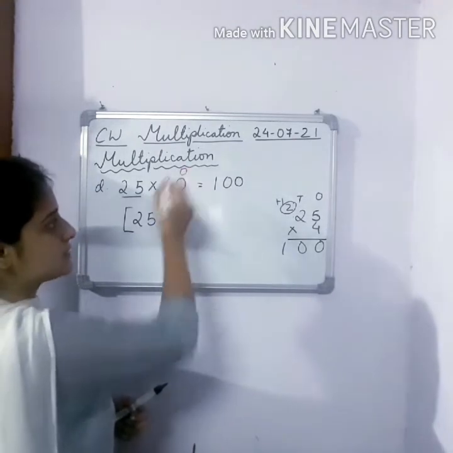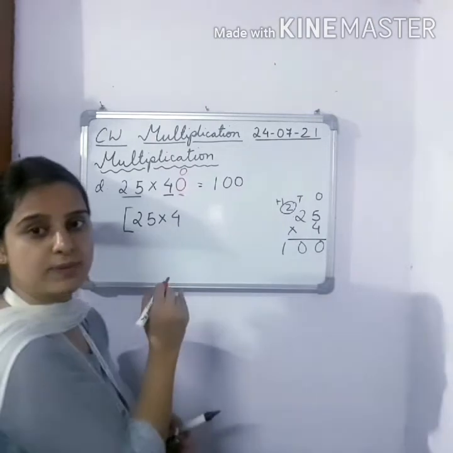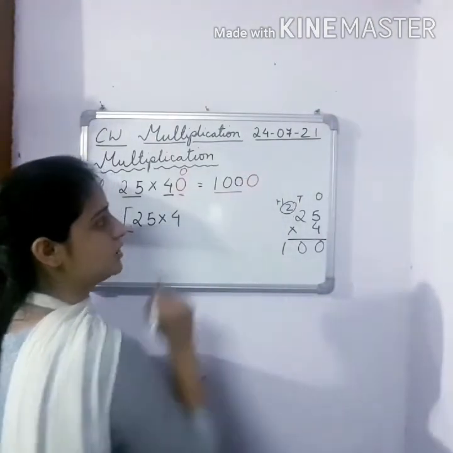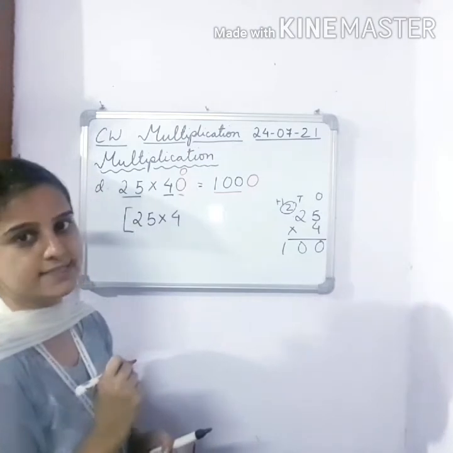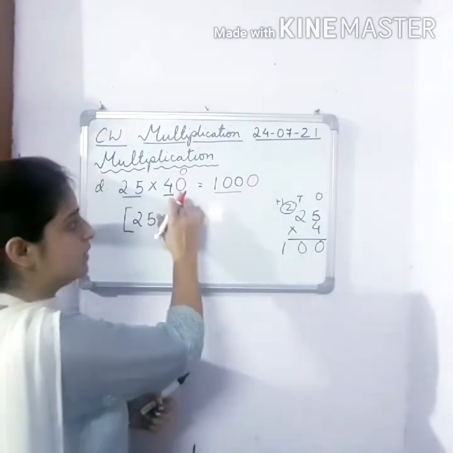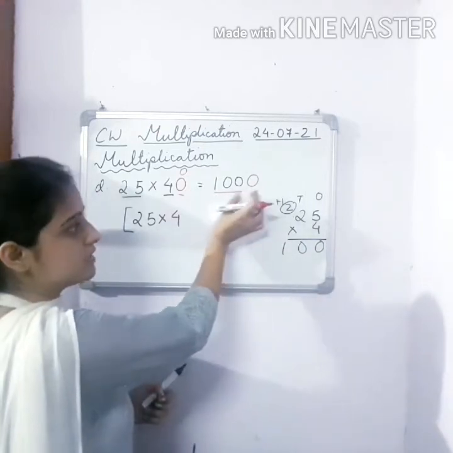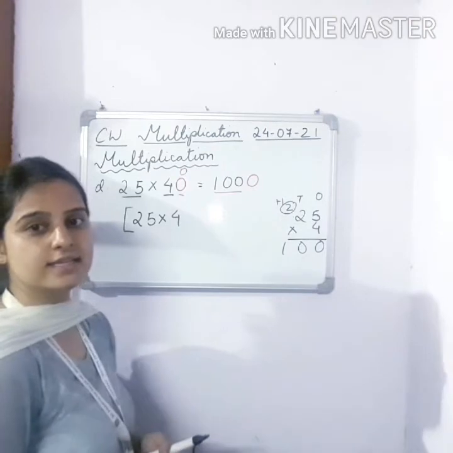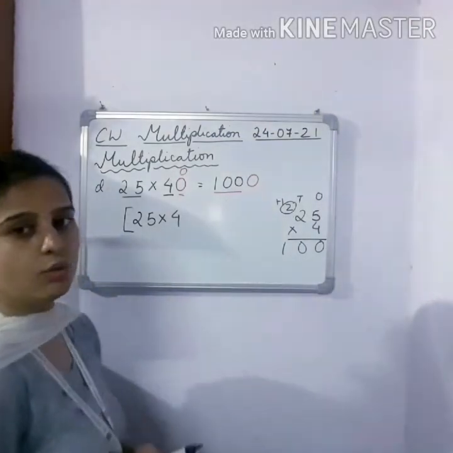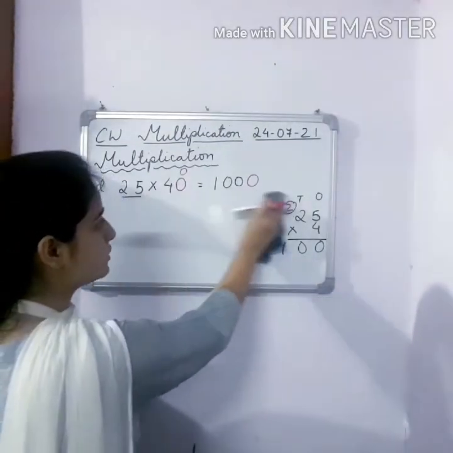Now children, this 0 is in which place? Ones place, right? This 0 is in ones place. So this 100 will be followed by 0 in ones place. Okay? This 0 will be placed in ones place, and this 100 is followed by this 0. Is it clear to everyone? So we get the product 1000. So let's do some more questions. You can do this in your copy.